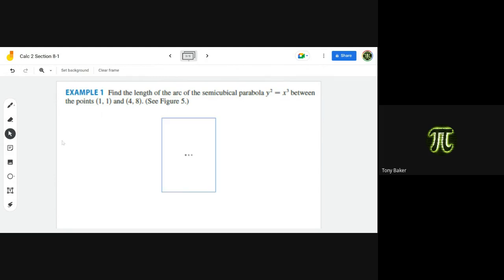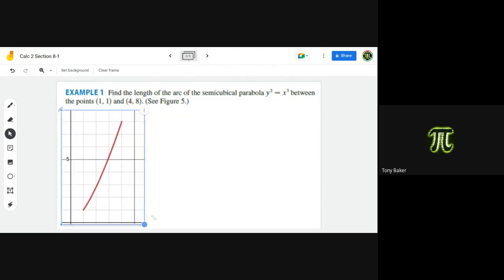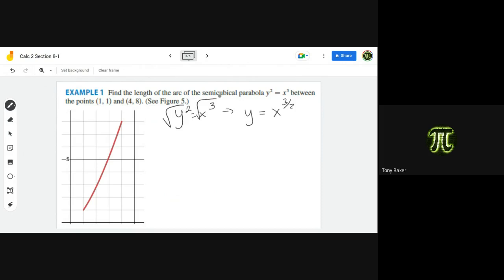All right. So we've got that. My equation is y squared equals x to the third. It is not solved for y or x, so let's pick one we want to solve for. Let's solve for y. It makes my life a little bit simpler in this case. So y ends up equaling x to the 3 halves because we took the square root of both sides.